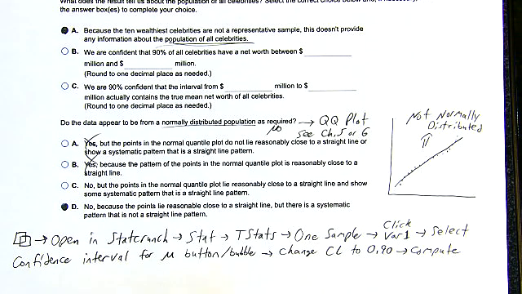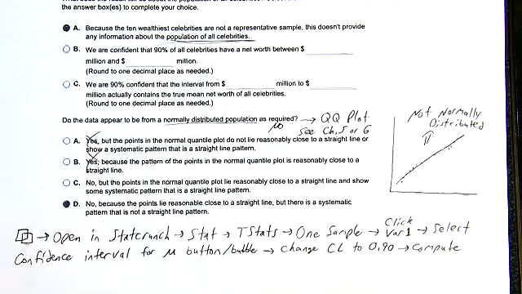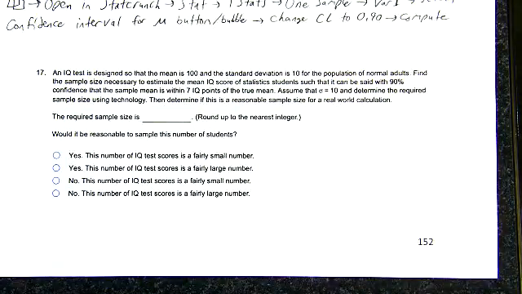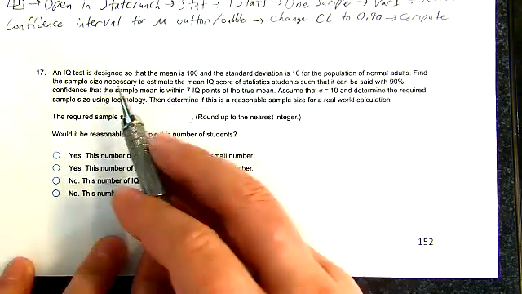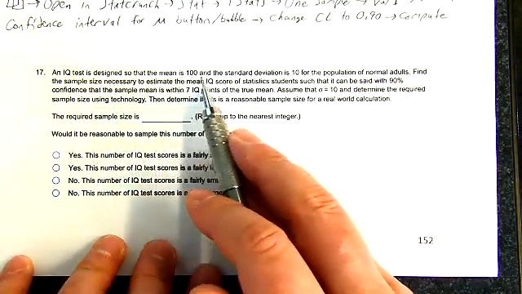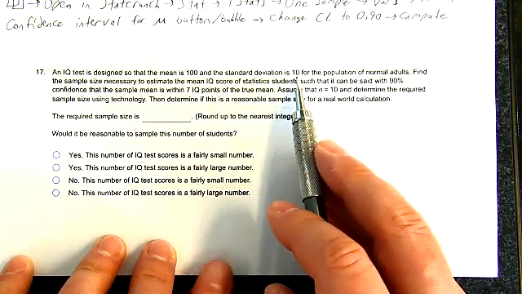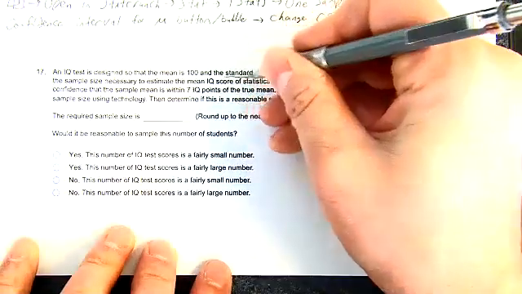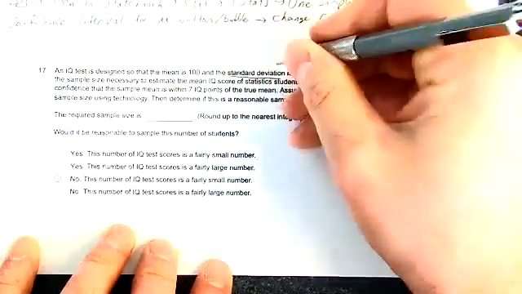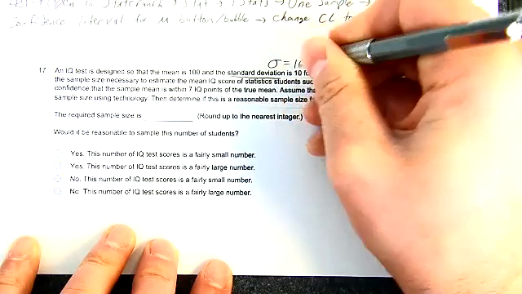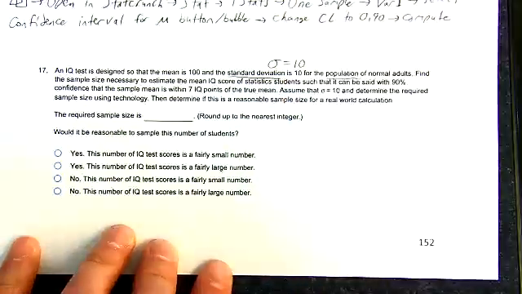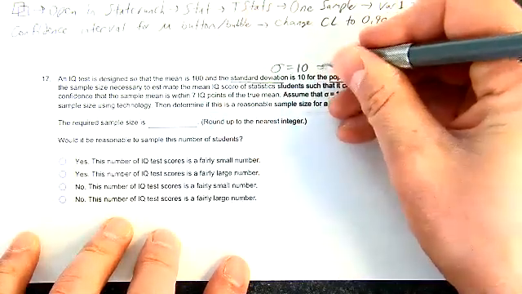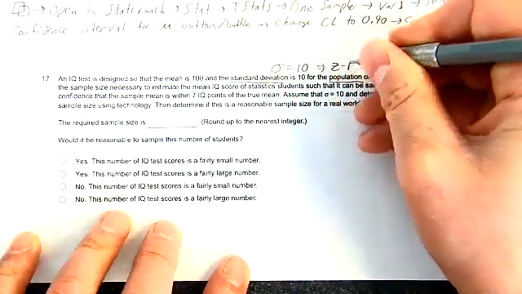Okay, let's look at 17. 17 is actually pretty simple. We have an IQ test designed so that the mean is 100 and the standard deviation is 10 for the population of normal adults. So notice, standard deviation of a population, we give that the symbol sigma. So sigma is given. If sigma is given, that's going to indicate Z distribution.